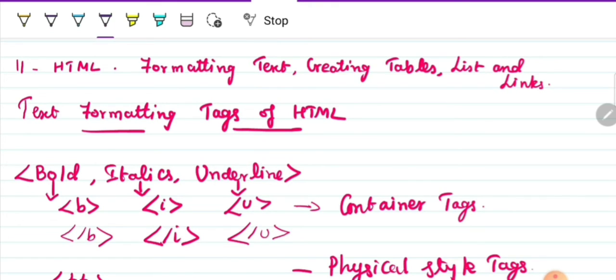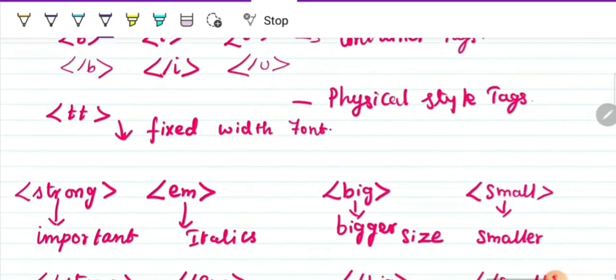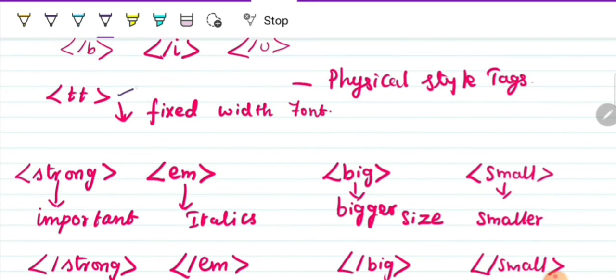So first we finished bold, next italics, and the next one is underline. The tags used are B, I, U. And the next we finished TT, which is nothing but fixed width font.